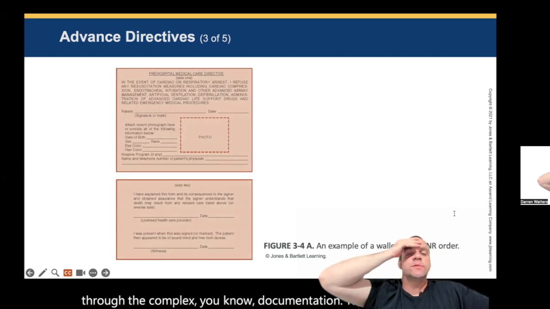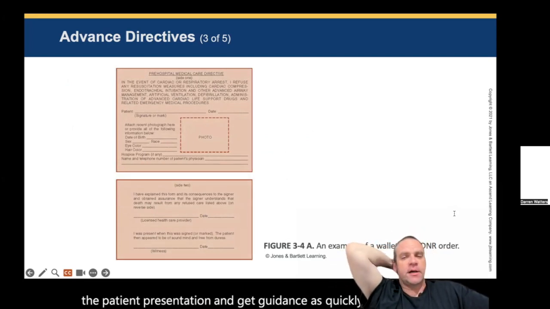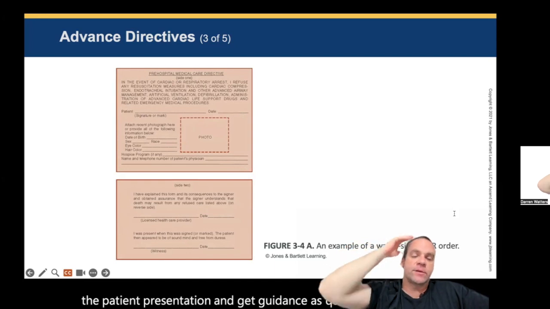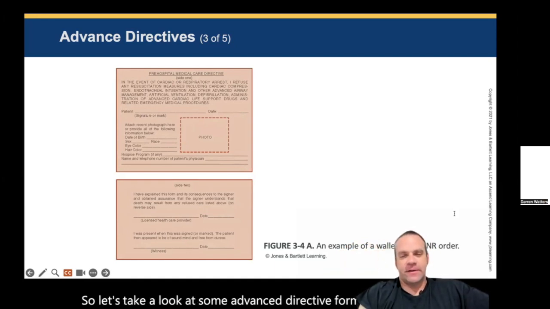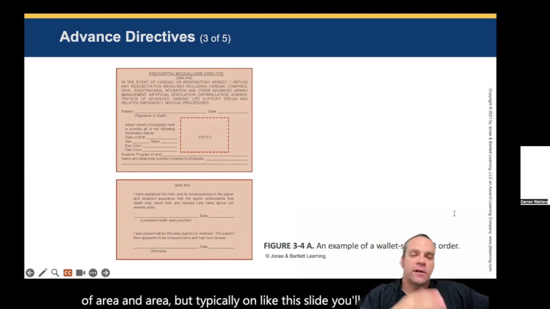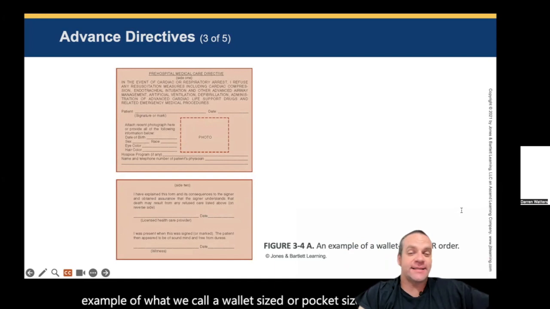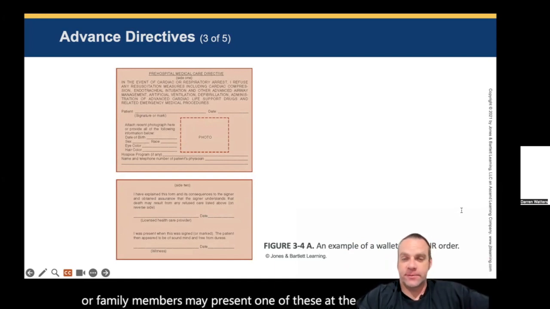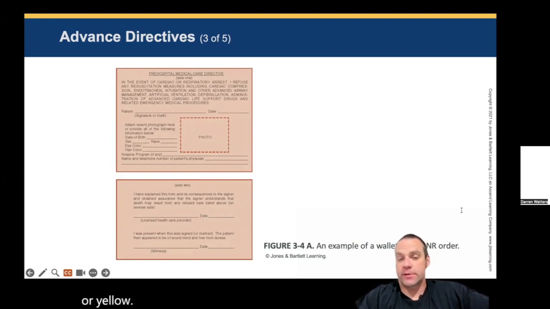So let's take a look at some advanced directive forms and what they actually look like. They vary from state to state and area to area. But typically, on this slide, you'll see an example of what we call a wallet-sized or pocket-sized DNR. Patient or family members may present one of these at the scene. Sometimes it's actually printed on brightly colored paper like pink or yellow to stand out during an emergency.